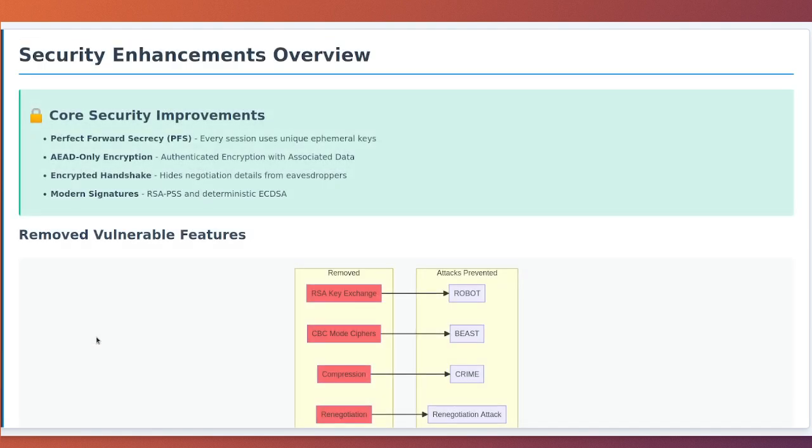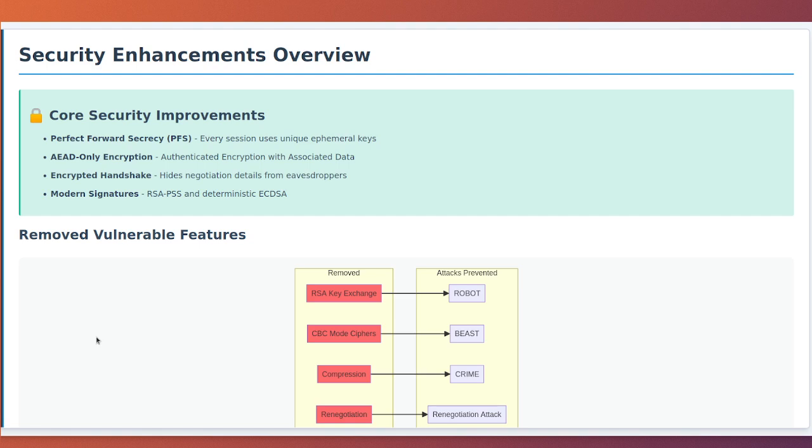Security Enhancements Overview. Let's examine the security enhancements in TLS 1.3 in detail. These improvements address vulnerabilities that security researchers have discovered over the past decade, making TLS 1.3 significantly more resistant to both current and future attacks.